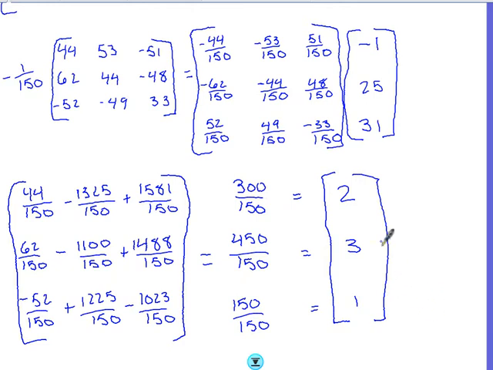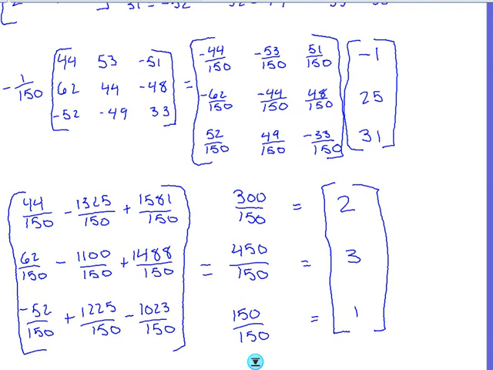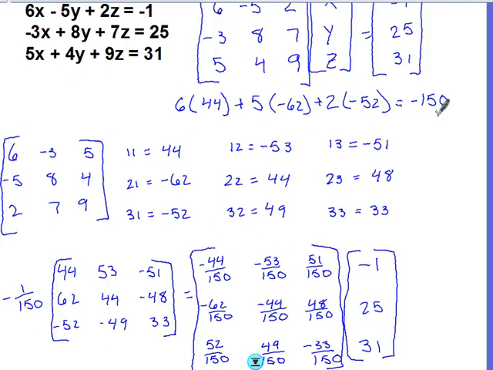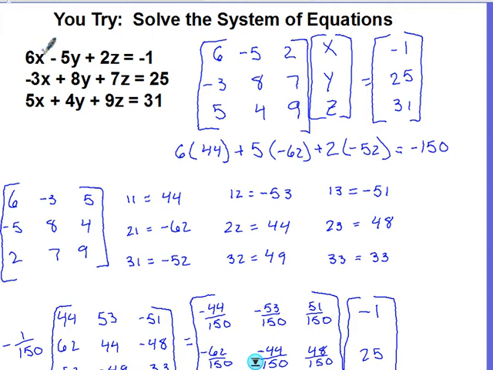And remember, just like the 2 by 2s, I'm going to take this and go back to the original equations and plug in those numbers for x, y, and z. So if I plugged in into this equation here, I would plug 2 in for x, 3 in for y, 1 in for z, and hopefully you would get these as the answers. So that's the way to double check yourself.